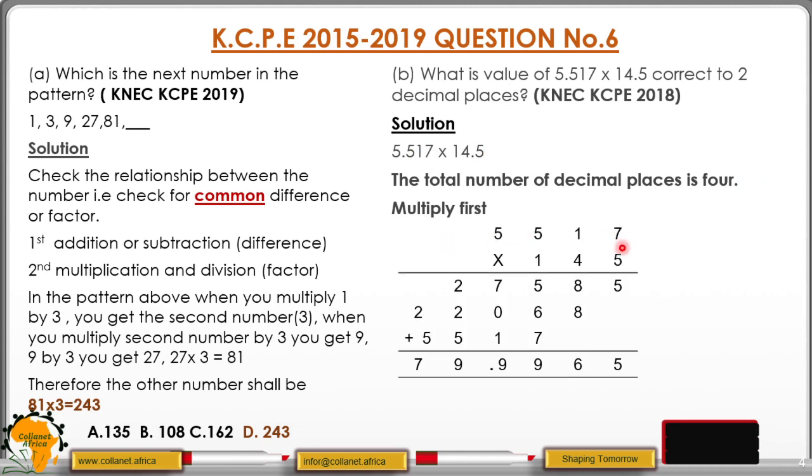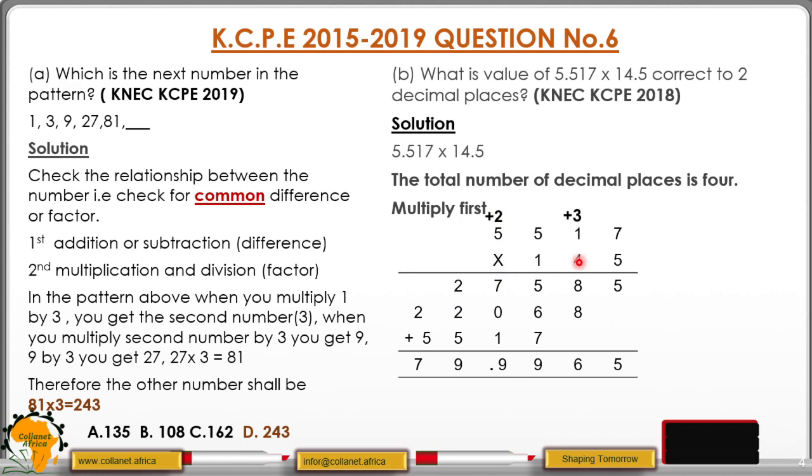Multiplication, you do it this way, then you arrange that way, then you say 7 times 5, you get 35, then you carry 1, 1 times 5, you get 5, plus 3, you get 8, 5 times 5, you get 25, carry 2, then you add to this one, then 5 times 5, 25, plus 2, you get 27.